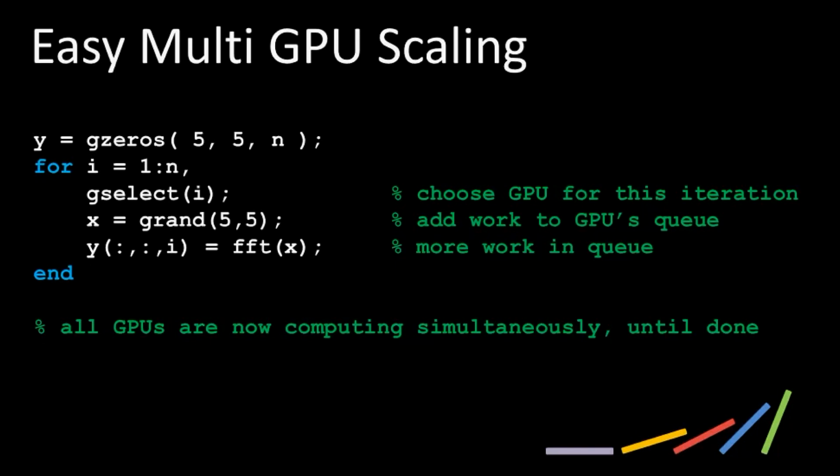But with this for loop, essentially that gselect function is going to, for every iteration, assign the computation for that iteration to a new GPU. This for loop will just run really fast, assign out all the work to however many GPUs you have, and then all the GPUs will compute simultaneously until done. And again, the only difference between this code and single GPU code is the addition of that one-line gselect that enables that multi-GPU computation.